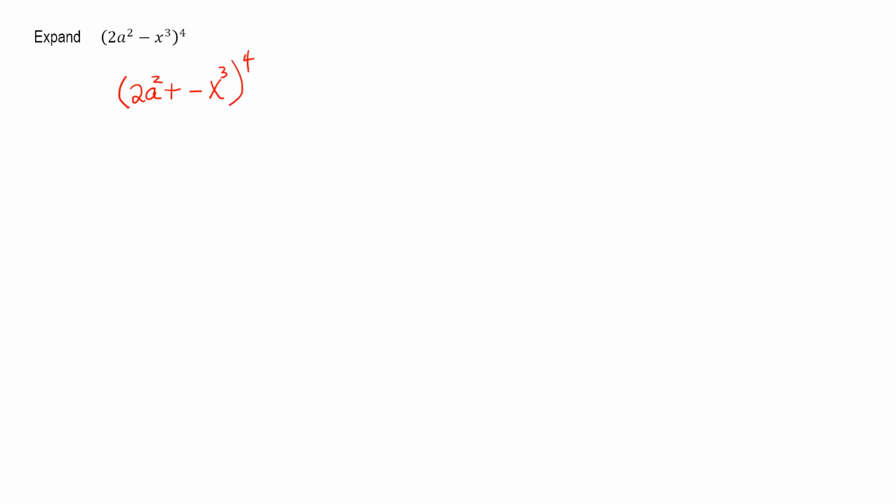And then we treat it exactly the way we would treat any other binomial expansion. Our x would be 2a squared and our y would be negative x cubed. So again, if you have a binomial raised to the fourth power, your coefficients are going to be 1, 4, 6, 4, 1. And your x here is going to be 2a squared, and your y is going to be negative x cubed.